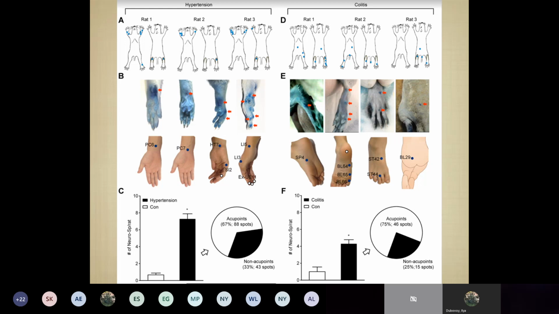You see, in the colitic rats, the rats who had colitis induced, they also had neurogenic spots, but these were in a very different distribution, primarily corresponding to the L2-S2 dermatome on the rat. And in most cases they also correlated quite remarkably with traditional points related to GI function. Quite interesting. You'll have to take my word for it, but it's quite remarkable that these points have traditional applications related to the organ which was affected.